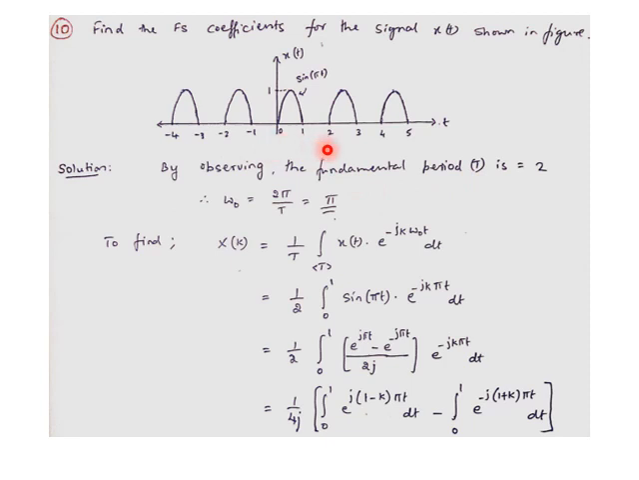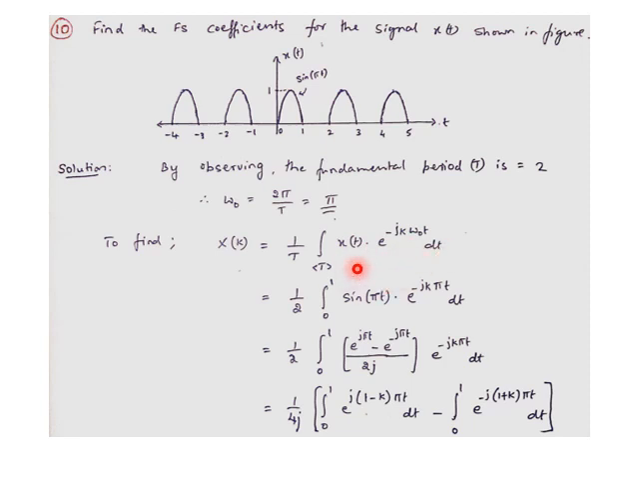If T equal to 2, I can calculate omega naught, that is 2 pi by T. So omega naught is equal to pi. But my question is to calculate the Fourier series coefficient x of k. So I can take the equation from the Fourier series coefficient formula: x of k is equal to 1 by T, integration over one fundamental period T, x of t into e to the power minus j k omega naught t dt.